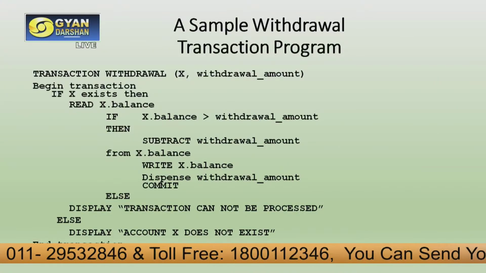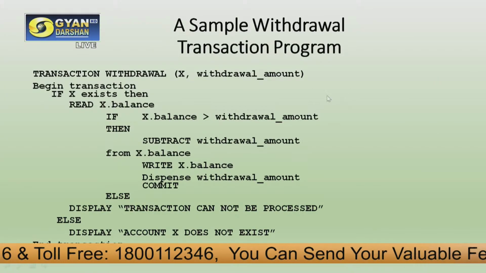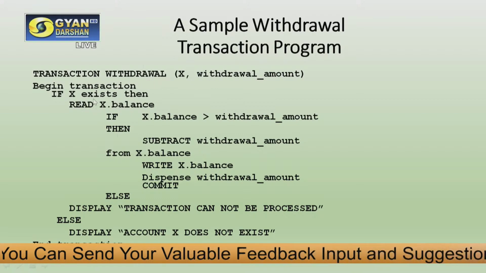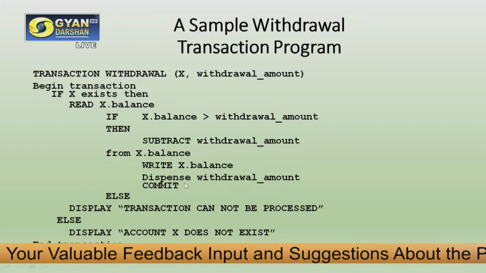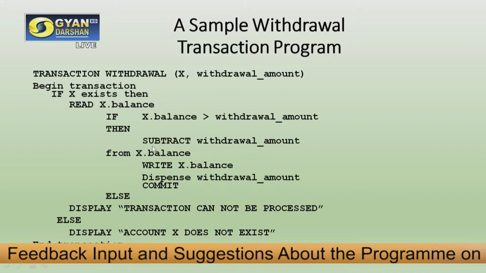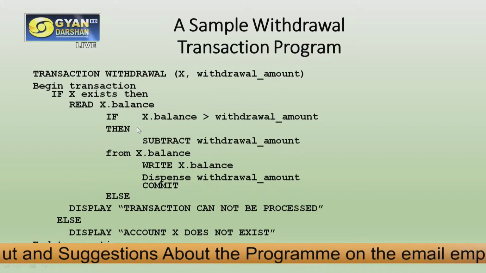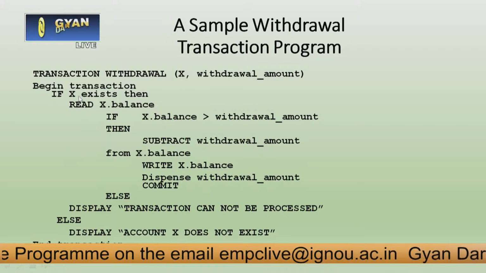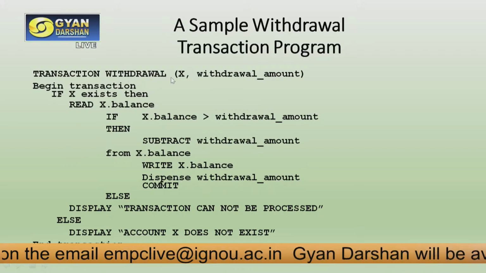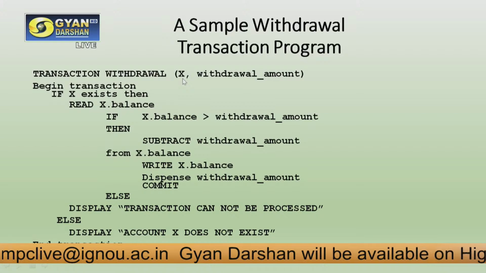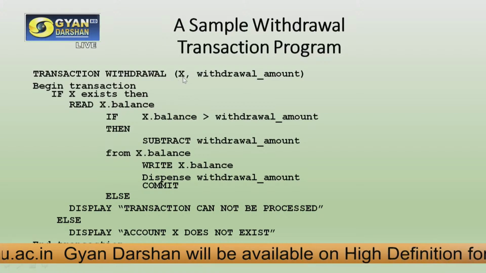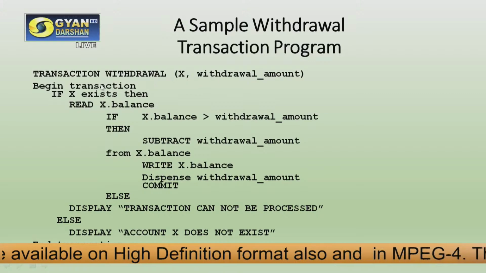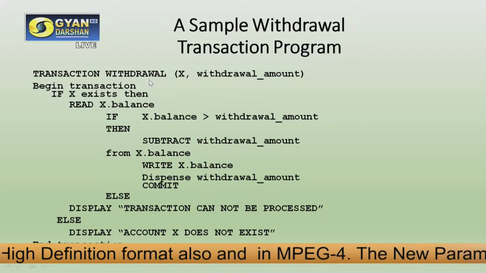Now, a very simple transaction program we have shown. This is a typical withdrawal transaction program, and this is in a hypothetical language. It is not a very structured, typical database language, but different databases may provide you different kinds of syntax. So this is a sort of pseudocode. All right. So for withdrawal, ultimately what you will be providing is information about the account, which is X, and the withdrawal amount. So these two variables are required for the withdrawal transaction.